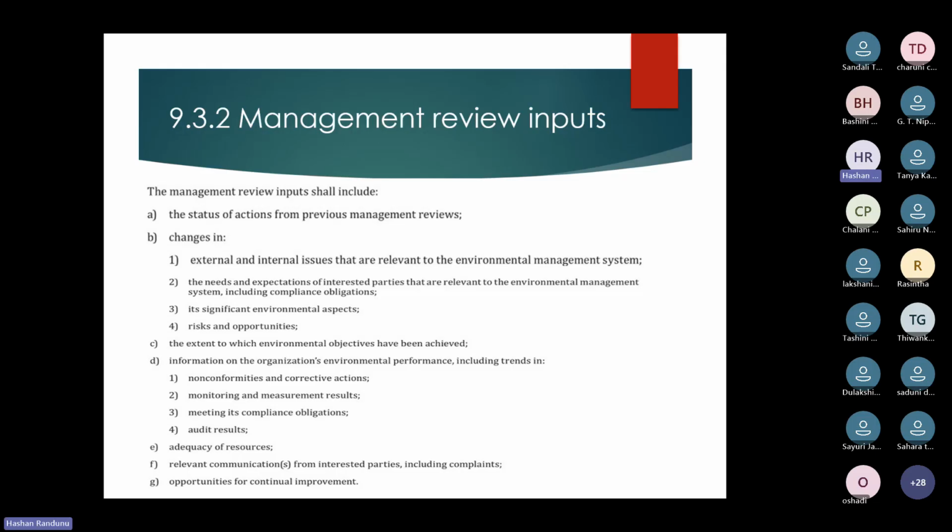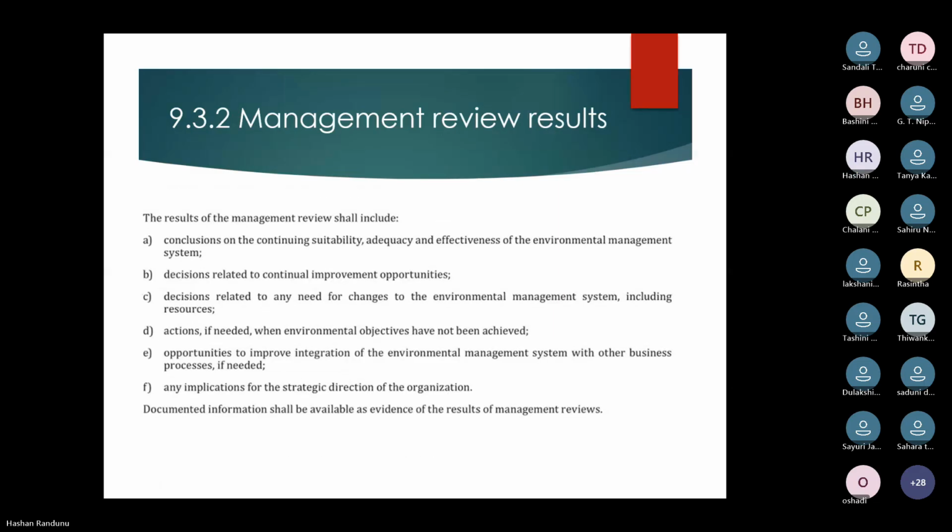And the extent to which environmental objectives have been achieved. And also information on the organization's environmental performance, including trends in nonconformities and corrective actions, monitoring and measurement results, meeting its compliance obligations, and audit results. And also the adequacy of resources, relevant communications from interested parties, including complaints, and also opportunities for continual improvement. Right. Those things you need to mandatorily discuss in your management review meeting. Apart from these, you can discuss several other things related to the environmental management system as well. But mandatorily, you need to discuss those things at the management review.